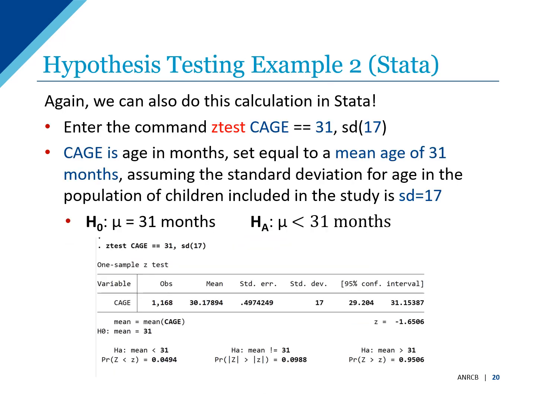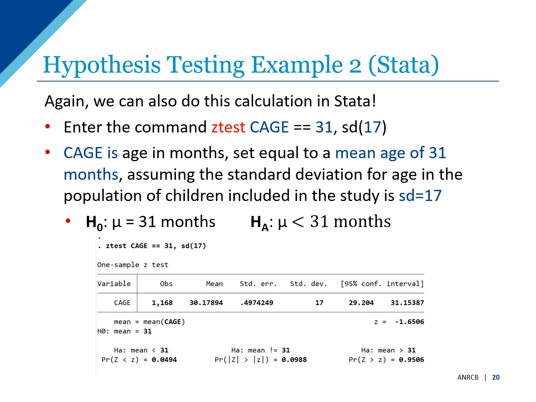We can run this data the same way we ran the previous z-test. You cannot set the z-test to greater than or less than. You can only set the command to equals because the test statistic is the same no matter the direction. We simply read the probability differently depending on whether it is a one-tailed or two-tailed test. In this case, we've only changed the mean age in months and set it to 31 months.